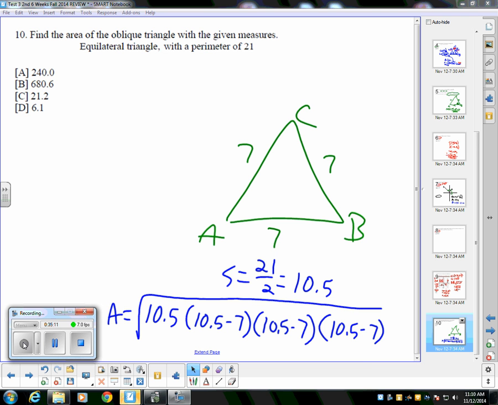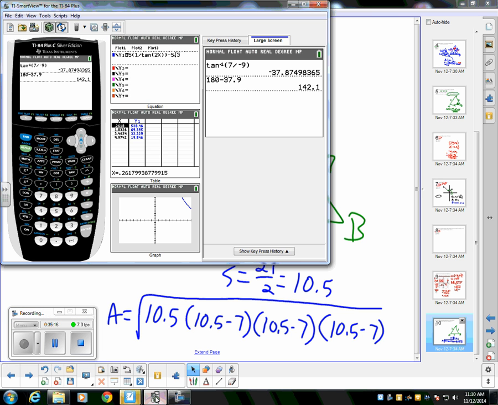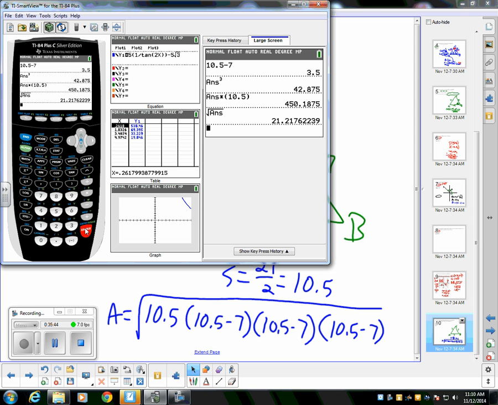So, do you notice you have three of the same things right here? So, calculator-wise, I can just simply do 10.5 minus 7, and I'm going to cube that, because I'm multiplying times 3, right? Then I'm going to multiply that times 10.5. All right, now my area is not 450.1875. My area is the square root of that. So my area is 21.21 or 21.22 on there.